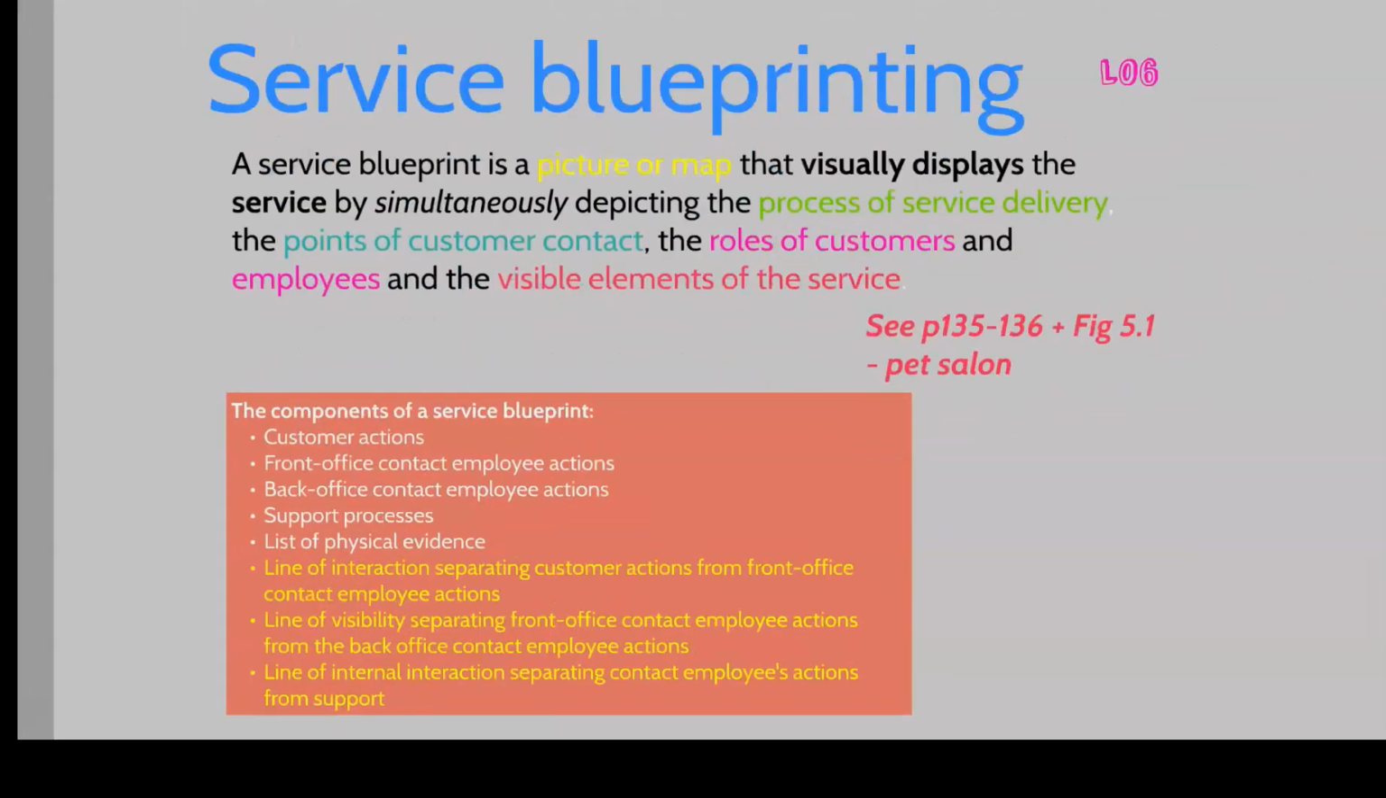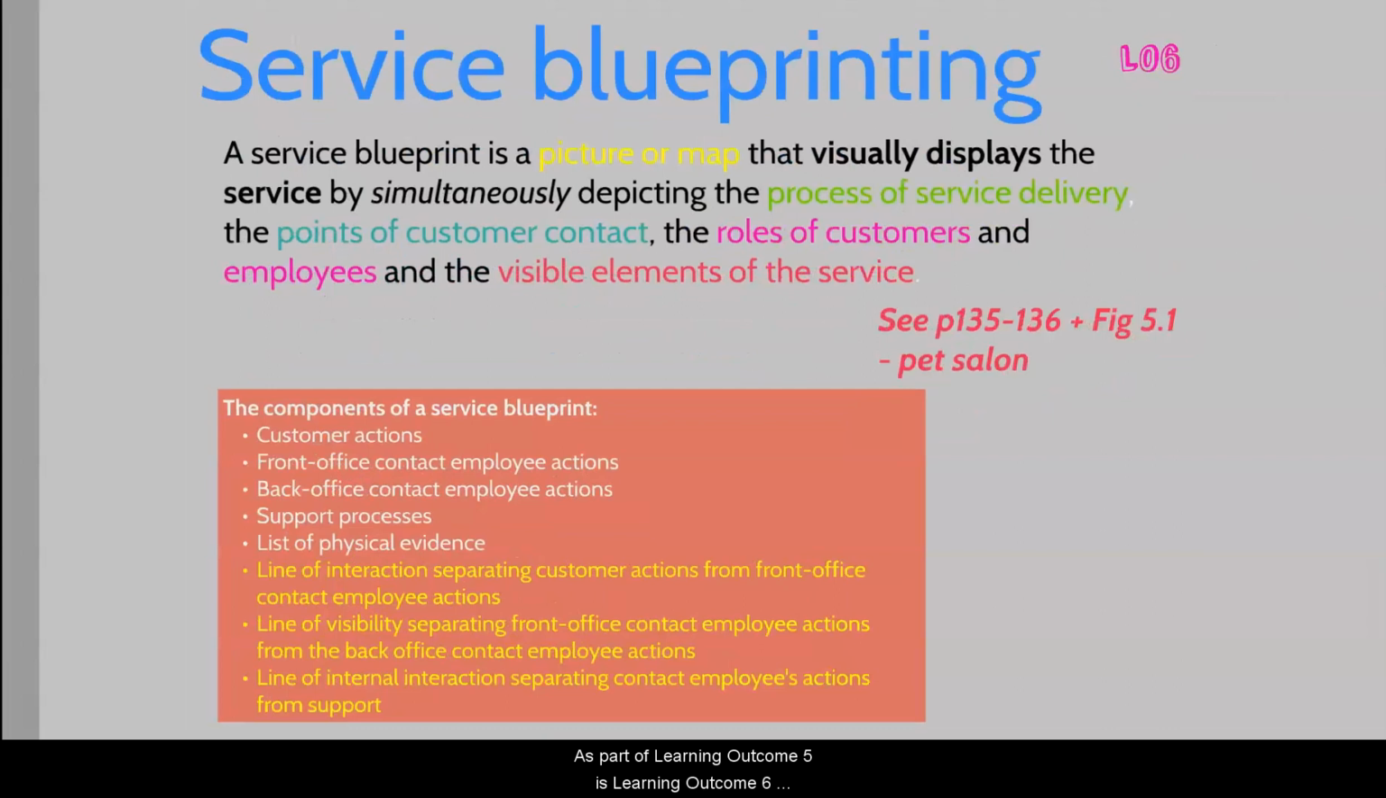As part of Learning Outcome 5 is Learning Outcome 6, concerning service blueprinting. A service blueprint is a picture or map that visually displays the service by simultaneously depicting the process of service delivery, the points of customer contact, the role of customers and the employees, as well as the visible elements of the service. Have a look at page 135 until 136, as well as figure 5.1, depicting the example of a pet salon.